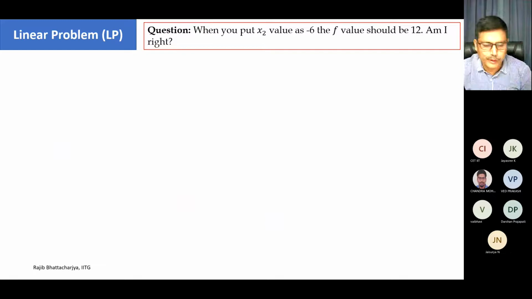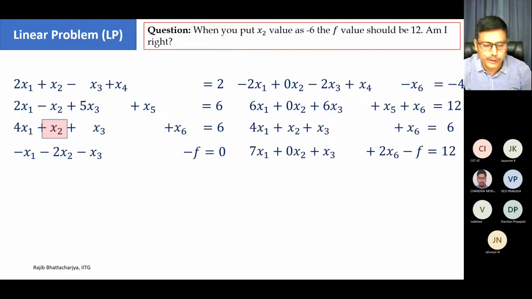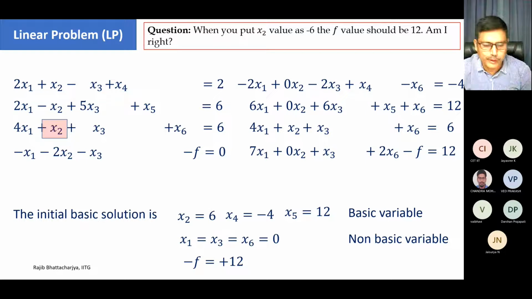There is another question. The question is, when you put x2 value as -6, then f value should be 12. Am I right? This is related to this particular slide. Here I have given an example of solving an optimization problem, and this is the objective function, which is a minimization type. So this is related to a linear problem.